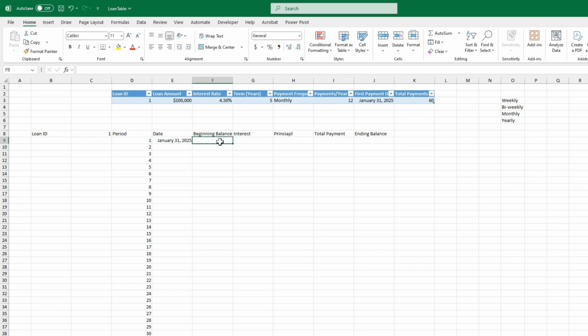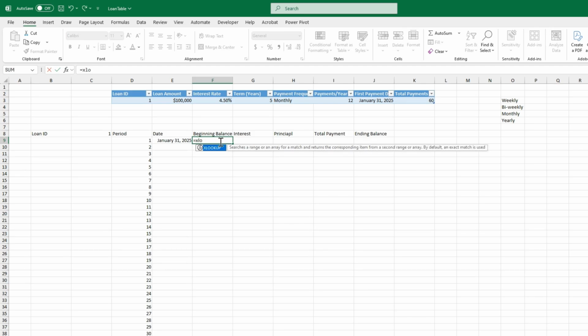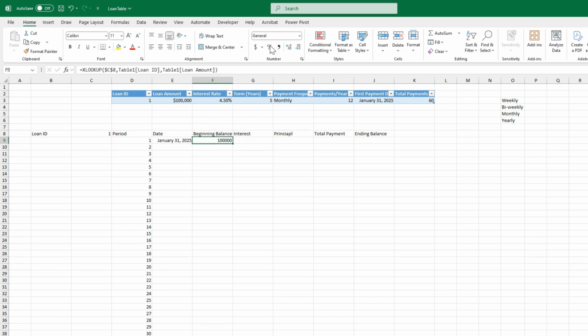That's simple. What is our beginning balance? Straight up XLOOKUP statement again. 1. We're going to be looking it up on our loan ID. And then we're going to be returning our $100,000. There we are. Let's make this counting.